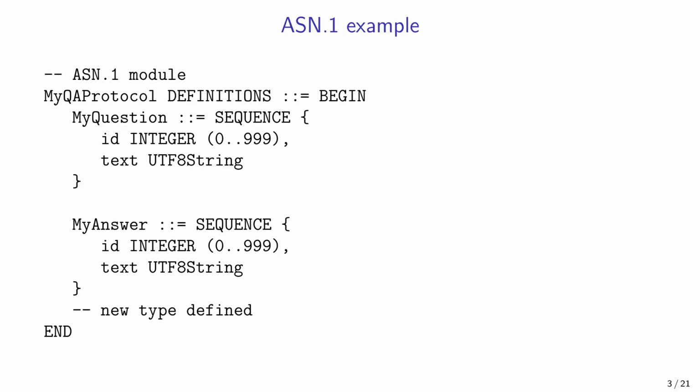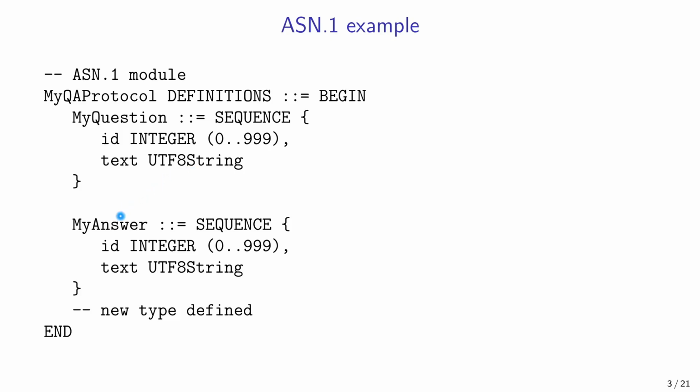So here is some simple data structure described using ASN1 notation. It defines data structure for two messages, my question and my answer, and these two structures have been bundled together in the so-called ASN1 module named myQA protocol. What we see here is that my question is a sequence with two fields, ID and text. ID is an integer in the range from 0 to 999, and the text is some UTF encoded string.